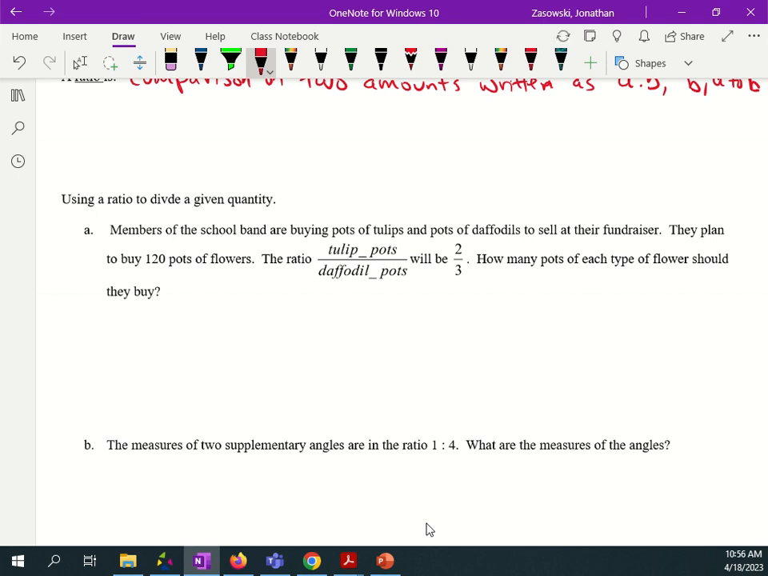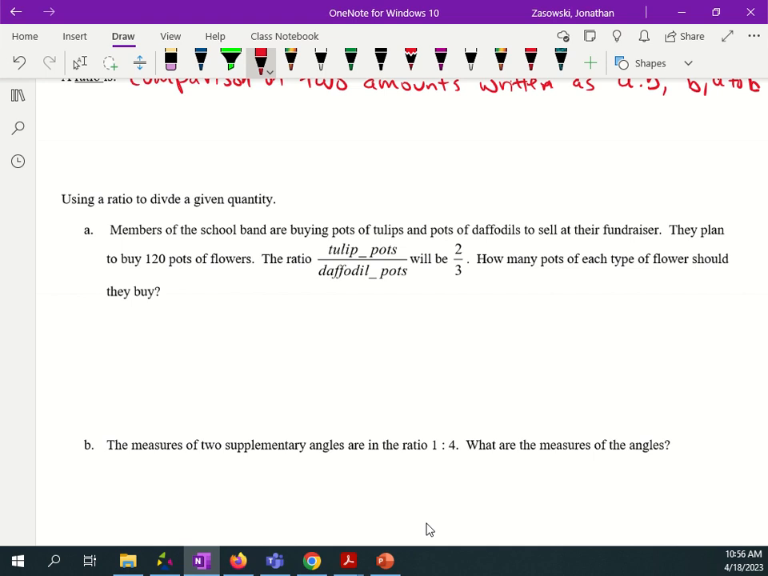So, first question. Members of a school band are buying pots of tulips and pots of daffodils to sell at their fundraiser. They plan to buy 120 pots of flowers. The ratio of tulip pots to daffodil pots will be 2 to 3. How many pots of each type of flower should they buy?